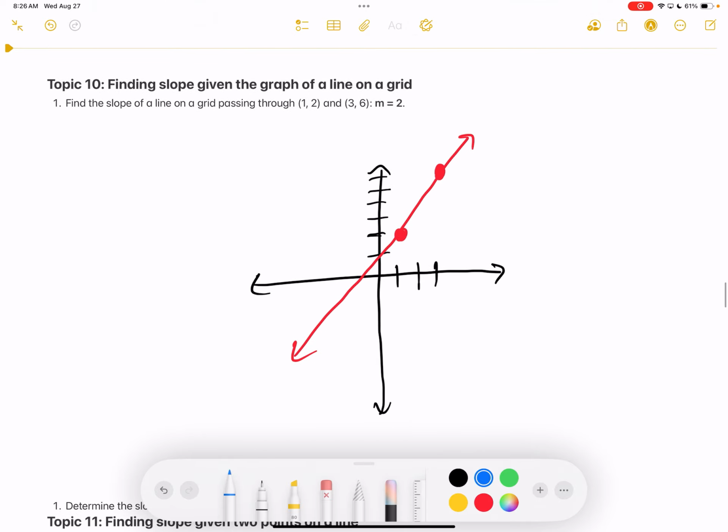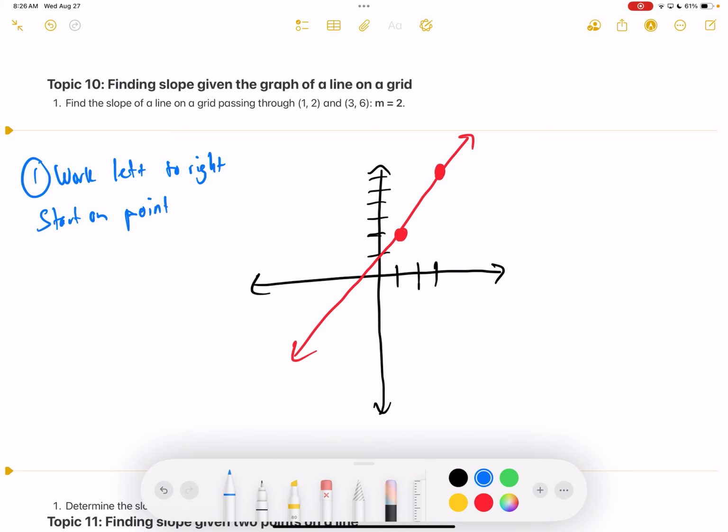So if we are given a graph and told to find the slope, what you want to do is work left to right. So start on the point on the left, and then count up or down to be even with the point on the right, and then count to the right.